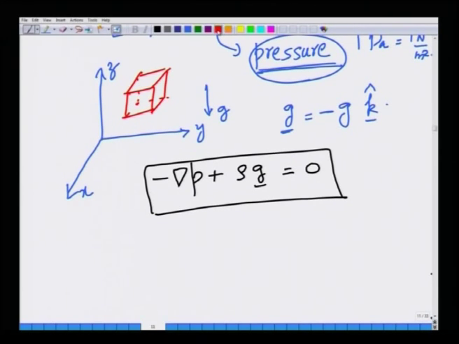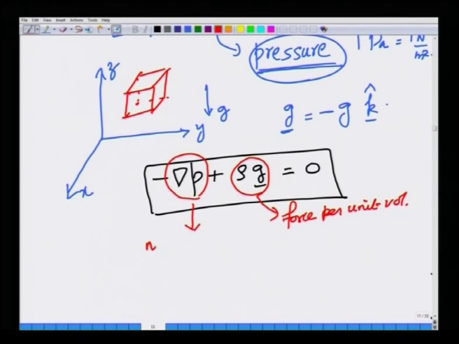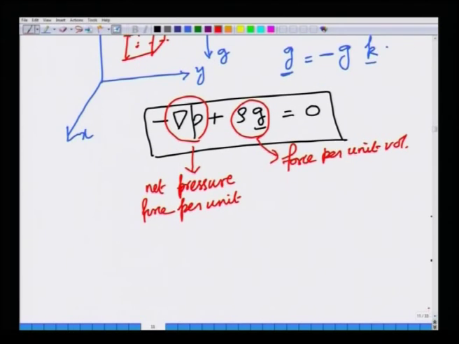The physical interpretation for this equation is very simple. Rho g is the force per unit volume due to gravity. This is the weight of the tiny volume element. And minus del P is the net pressure force per unit volume acting on the fluid element, and since the fluid element is at rest, the sum of all the forces must be 0, and that is what gives rise to this simple balance.